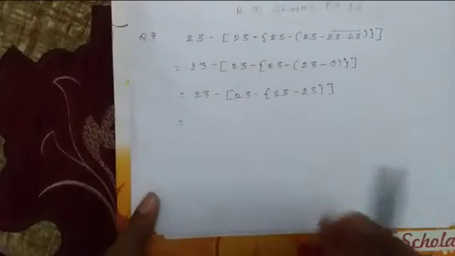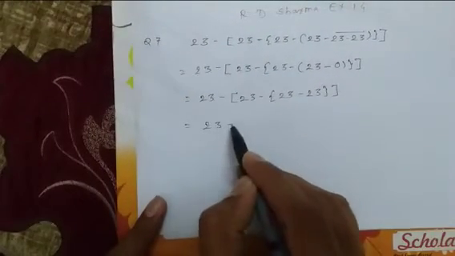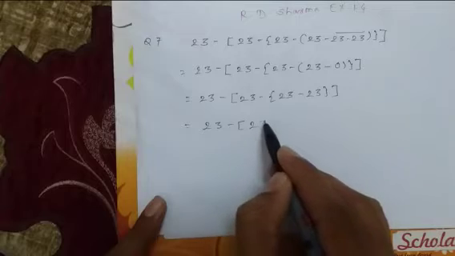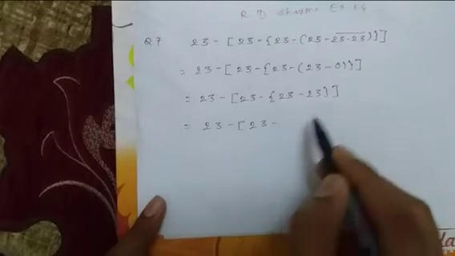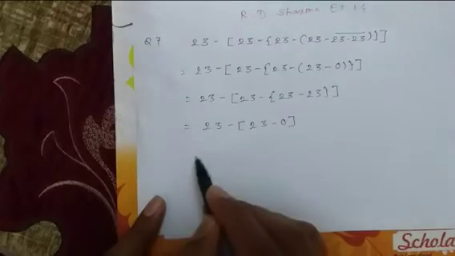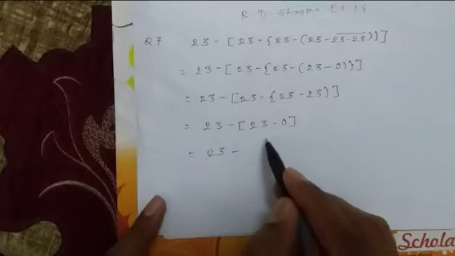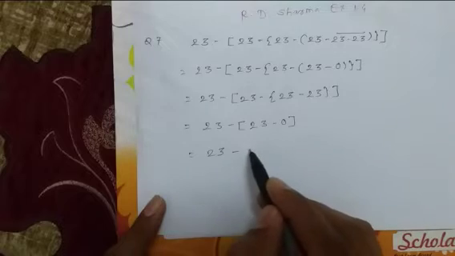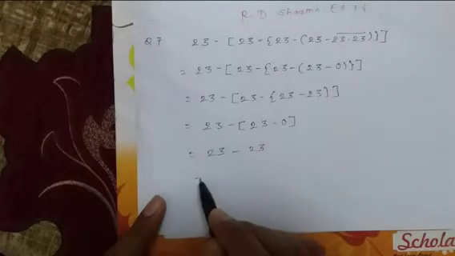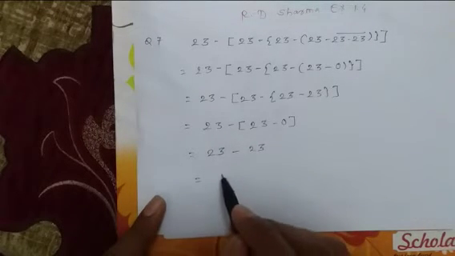Next step, now we have to open the curly bracket. 23 minus, in curly bracket there is 23 minus 23, which is nothing but 0. Now finally we have to open the square bracket. So what is there in the square bracket? 23 minus 0. 23 minus 0 is nothing but 23, and the final answer will be 23 minus 23, which is 0.